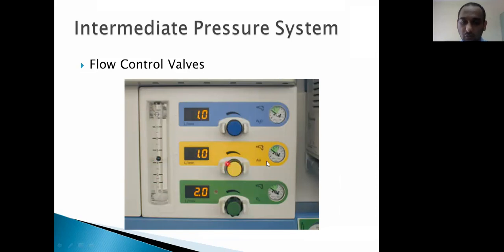So we have a flow of 1 liter for air, 1 liter for nitrous, and 2 liter for oxygen. And now this is showing a flow of 4. So this is the total flow being delivered to the patient, and this is the individual flow meter setting.